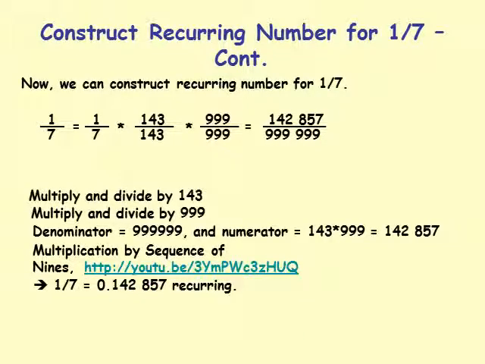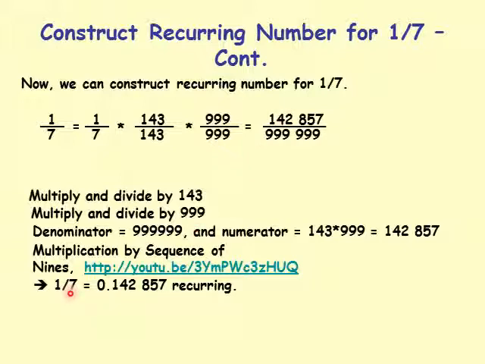999,999. Okay, and for this multiplication, you can refer to multiplication by sequence of nines in this video here. Let's continue here. So 1 over 7 is equal to 0.142857 recurring. If the denominator was 1 million instead of 999,999, it would be an exact fraction 0.142857, because division by a base number is just moving the decimal place to the left.